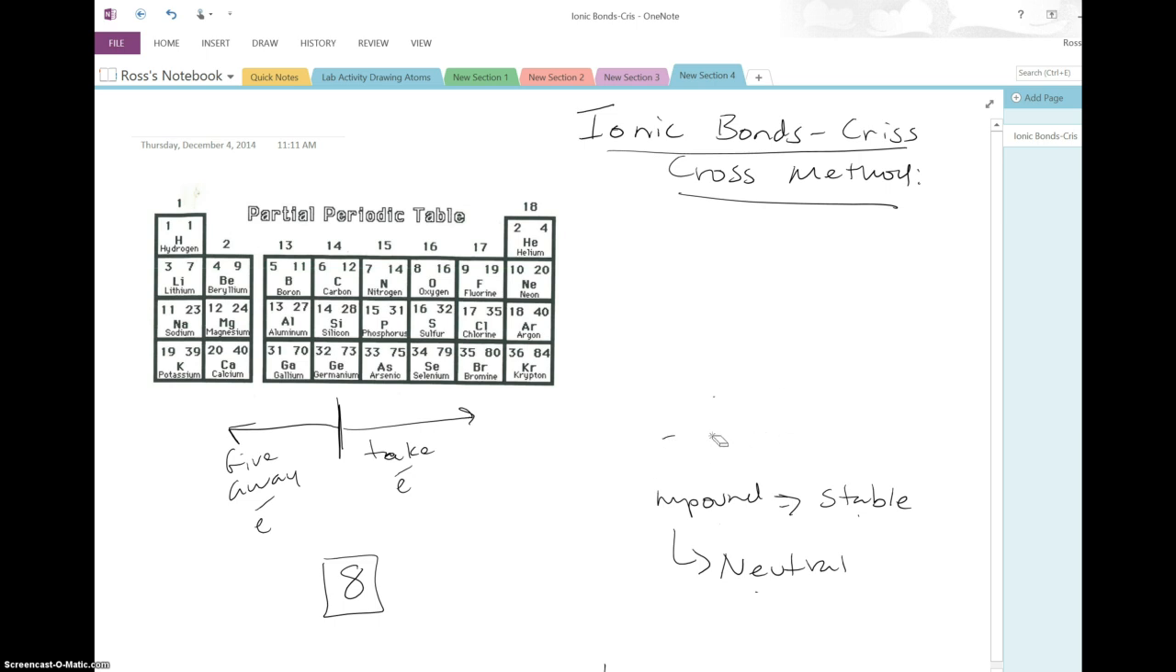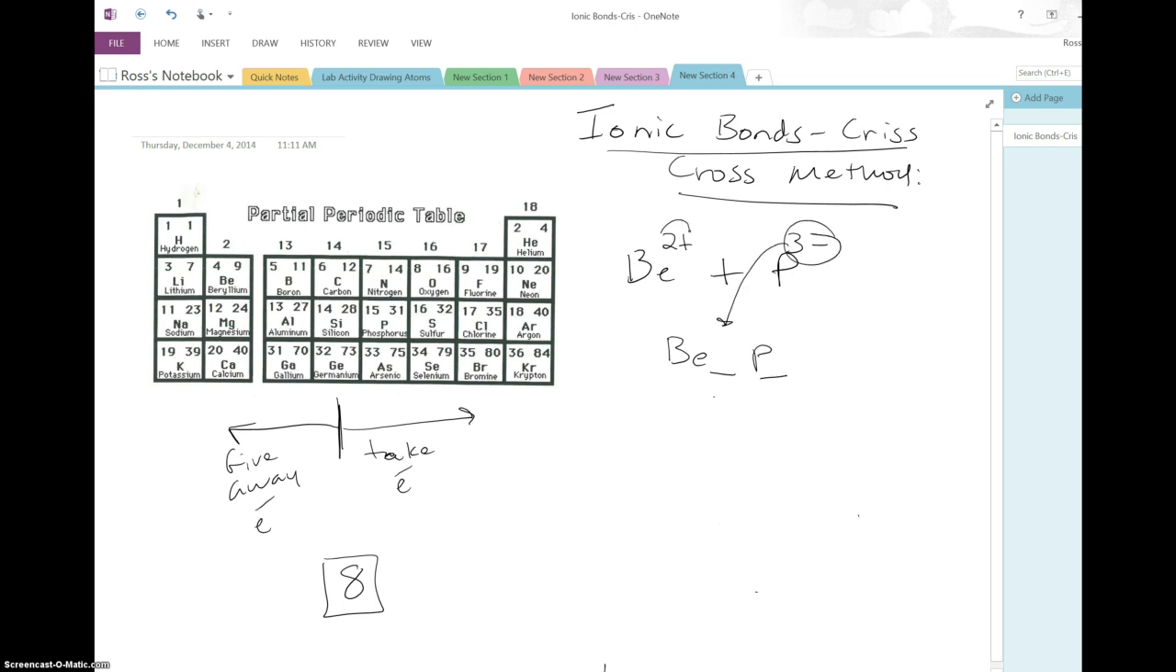Okay, so let's try with something like beryllium and something like phosphorus. Beryllium has 2 electrons in the outer layer. It'll give it away, so that'll be 2 plus. Phosphorus has 5 in the outer layer, so it's going to gain 3, so it'll be 3 minus. So we rewrite things here with the little line, and we do our crisscross. So beryllium 3, phosphorus 2. So we would rewrite that without the lines.